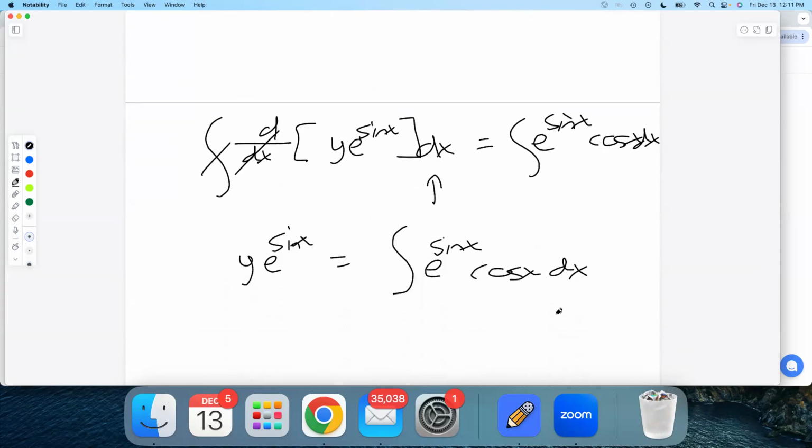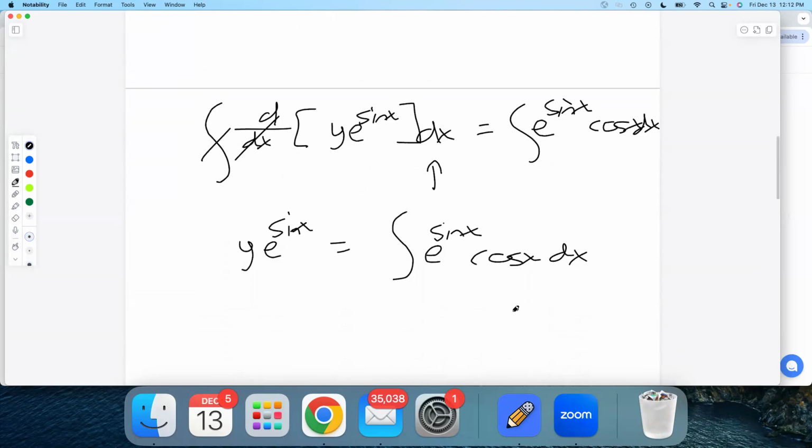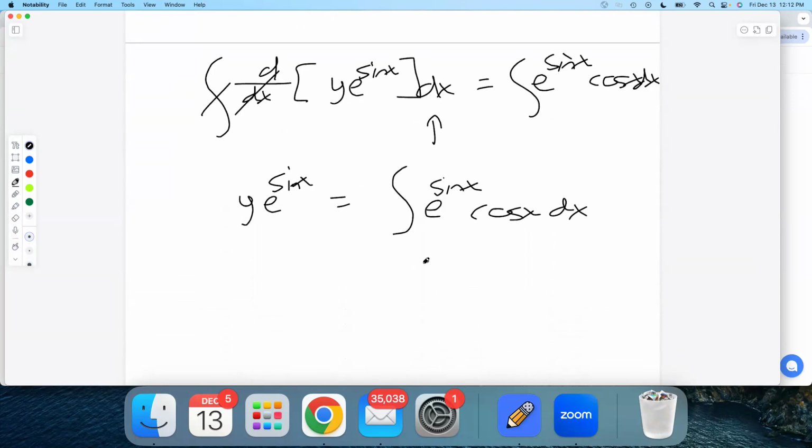Just because we can get to this step does not mean we can solve the DE. That's the point I really want to hammer home here. Just because you get to this step does not mean you can solve the DE. A lot of times you get something here and you're like, I don't know that antiderivative. And we'll look at an example in a minute. But here we do. That's just a simple u sub.